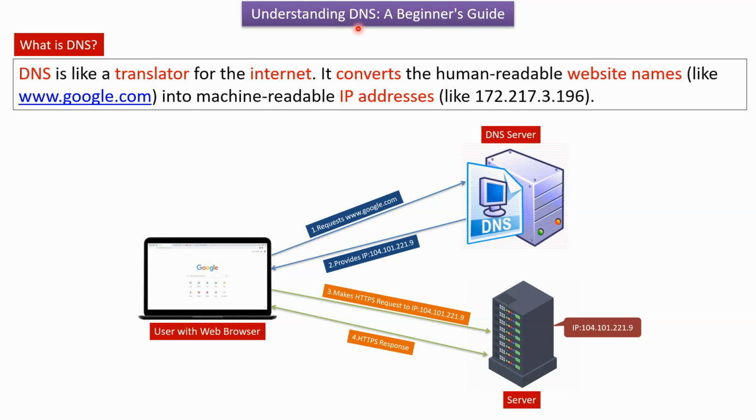In this video tutorial I will explain what is DNS. DNS is like a translator for the internet. DNS converts human readable website names into machine readable IP addresses. An example of a website name is www.google.com, and here you can see the IP address.